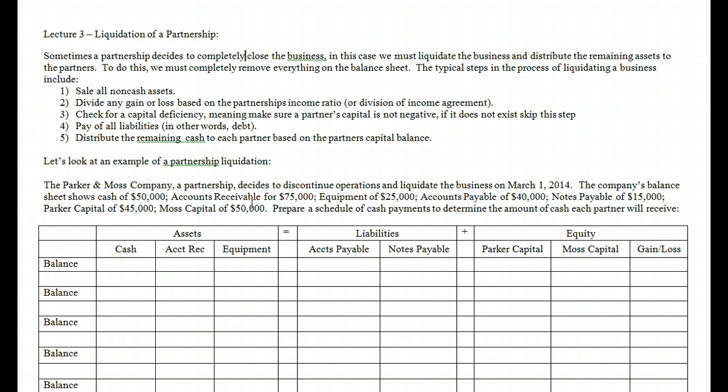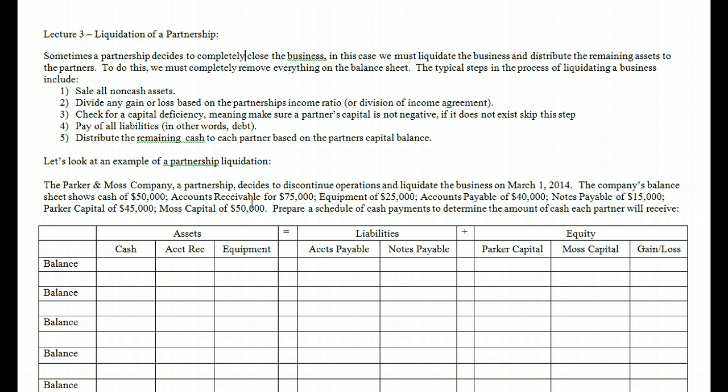Either the partner with negative equity, or negative capital, or negative interest, however you want to look at that, has to pay in a cash investment to bring their capital to zero, or the other partners of the firm must take on that deficiency. So it gets divided between the other members of the firm. Okay, so one of two things has to happen there. Again, if it doesn't exist, you just skip this step and move on to step 4.